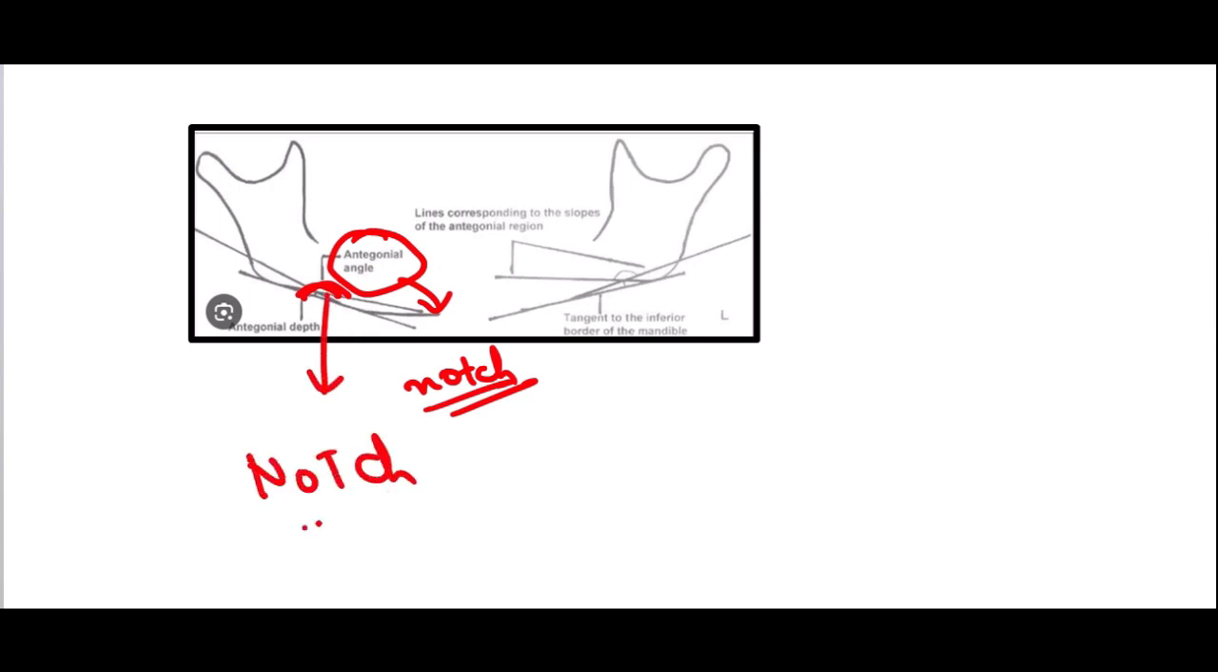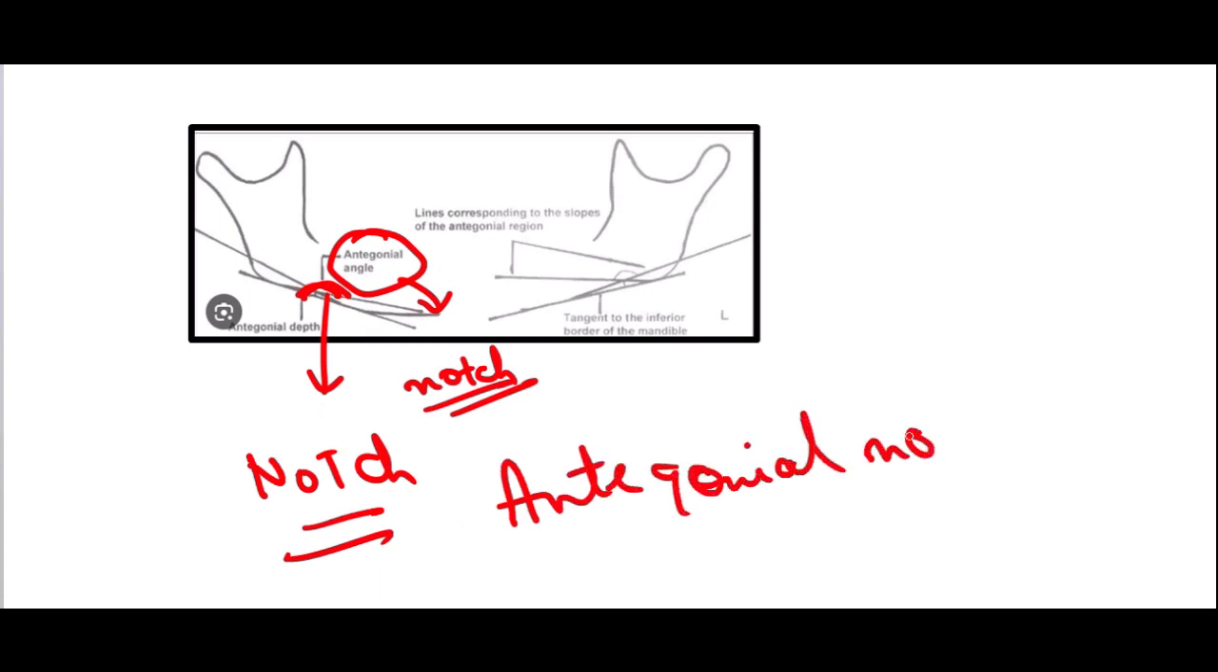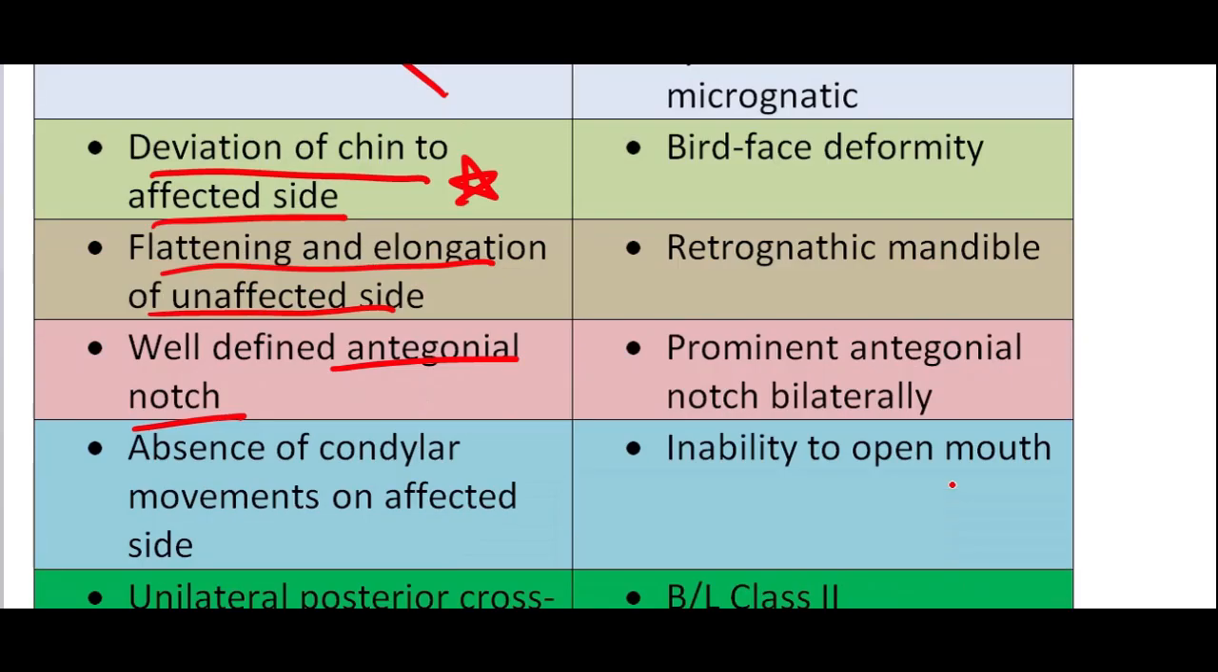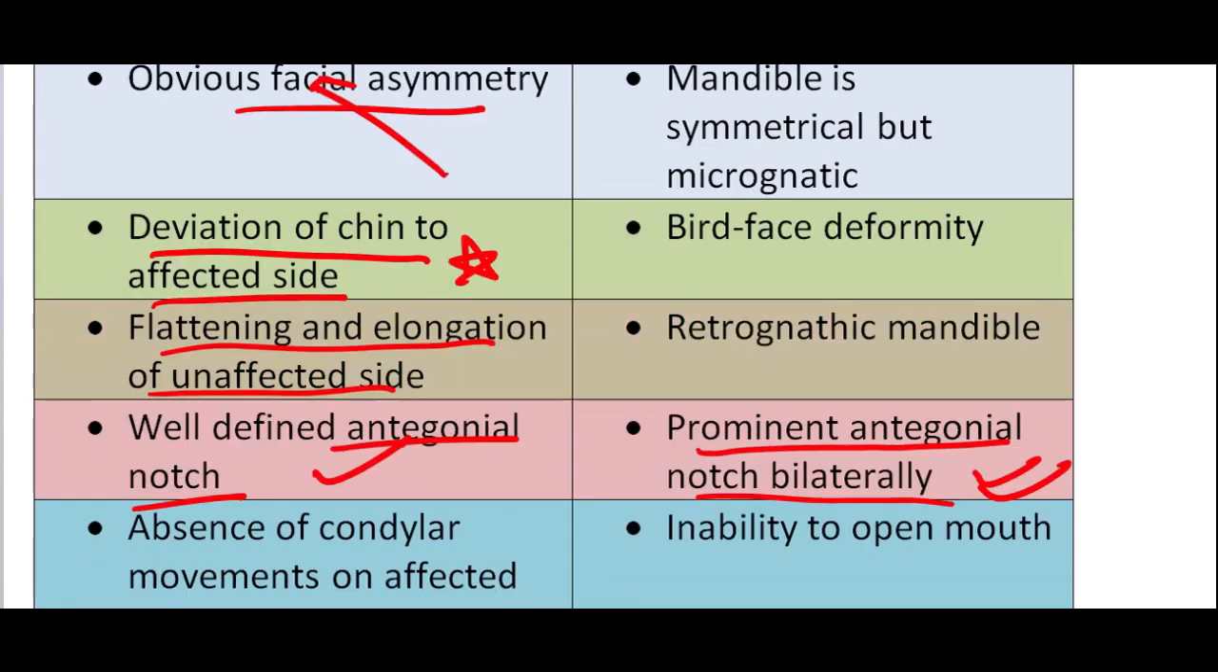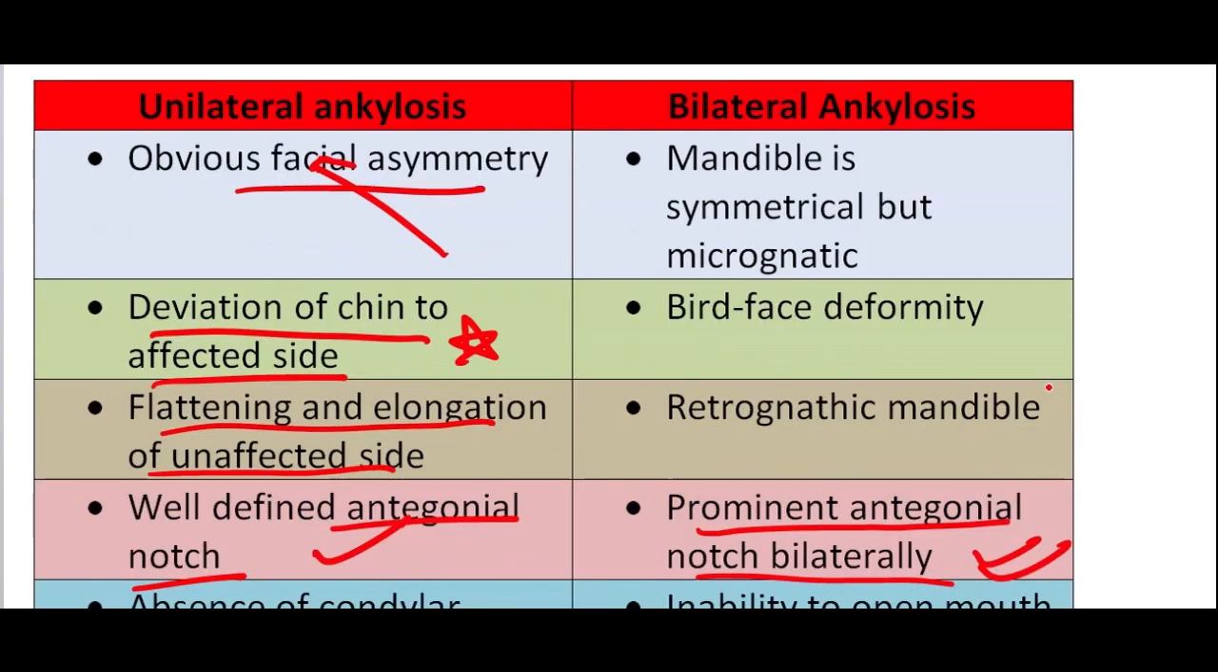or the notch. So that is known as an antigonial notch. So this antigonial notch, remember, is well defined in unilateral ankylosis and it is prominently seen bilaterally in case of bilateral ankylosis. Now, in bilateral ankylosis, the mandible is symmetrical and it is micrognathic.